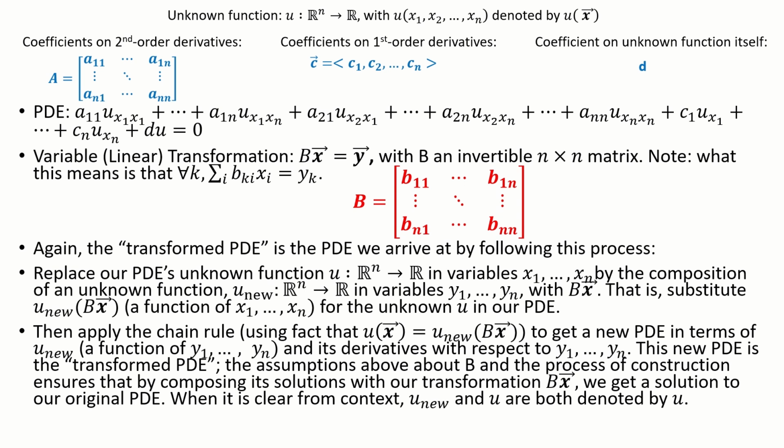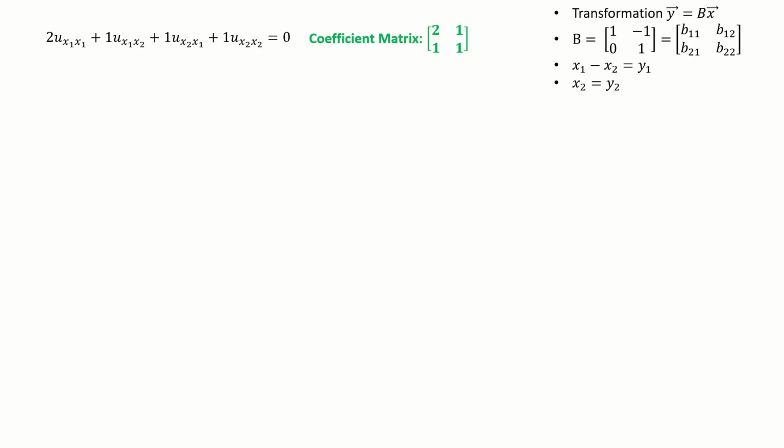Before we get into the theory of transforming a second-order PDE, let's do an example. Consider the following second-order PDE, with its coefficient matrix shown at the top of the screen, together with a definition of our transformation for this example. Using substitution, we get the following.